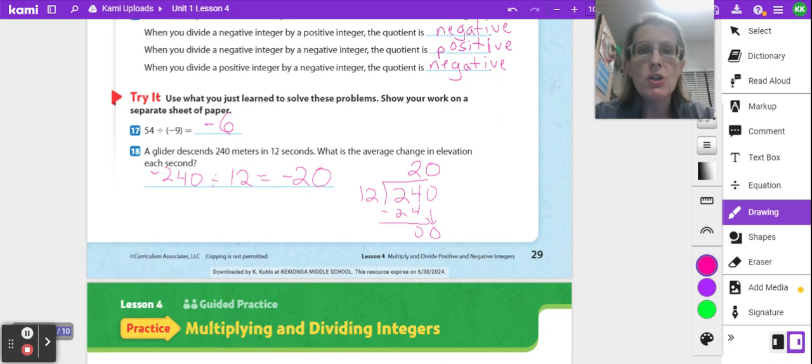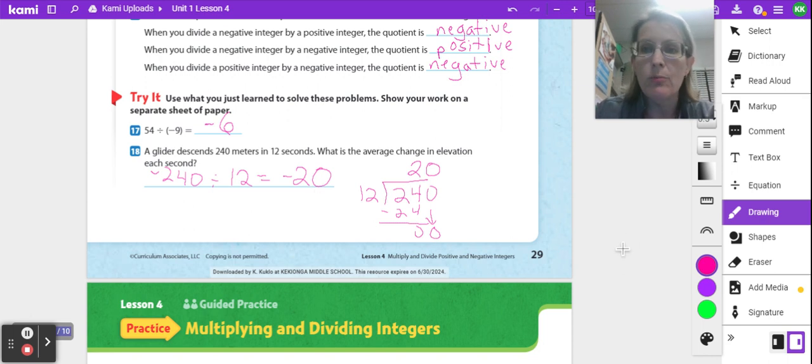So for 17, you should have gotten negative 6, and for 18, you should have gotten negative 20. Here it's because in 17, 54 divided by 9 is 6, and a positive divided by a negative is a negative. And in number 18, it's negative 240 because we added descent. So I worked out 240 divided by 12 to get 20. So negative 240 divided by positive 12 will be a negative 20.